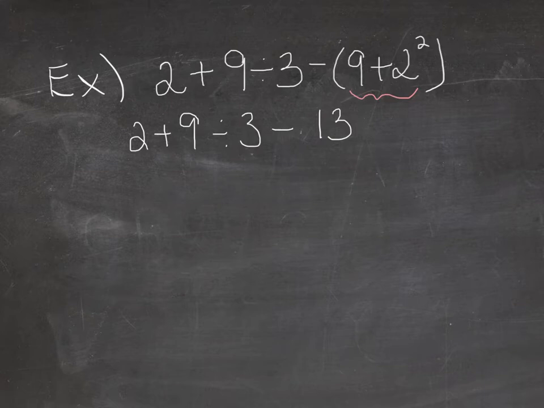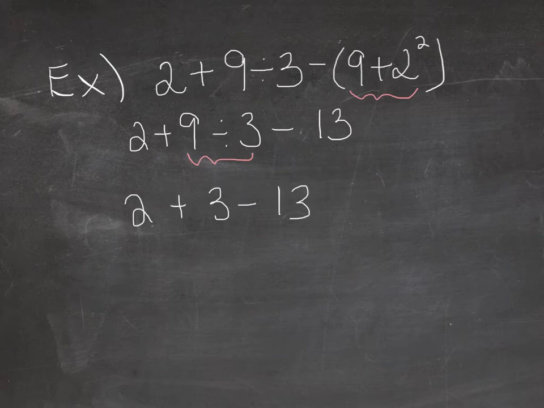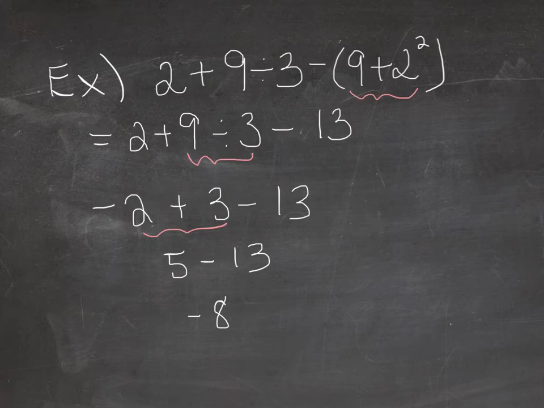So now my next step in BEDMAS, I have a division. So I must evaluate this before I do my addition and subtraction. So then I have 2 plus 9 divided by 3 will be 3. Subtract 13. Okay, now I just have addition and subtraction left. So then I just go from left to right. So I do 2 plus 3 first. So 2 plus 3 is 5. And subtract 13. And then 5 subtract 13 will be negative 8. Okay, so this expression simplifies to negative 8. I should have equal signs actually all the way along there as well.